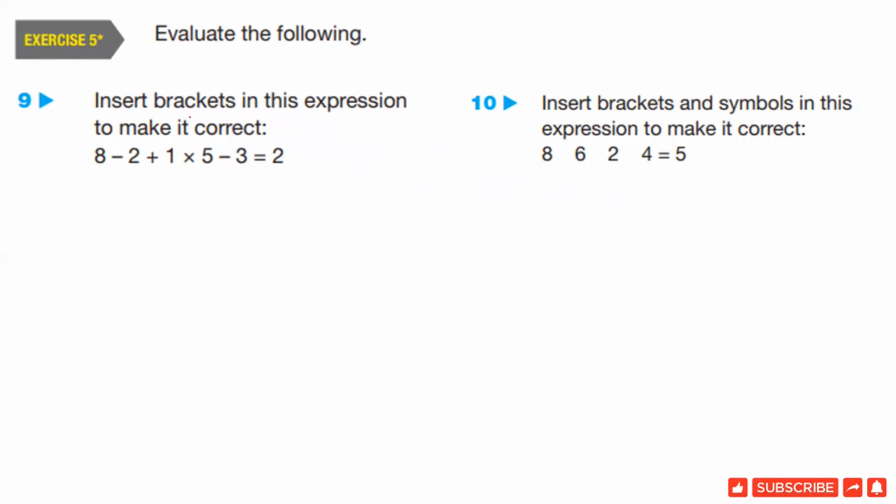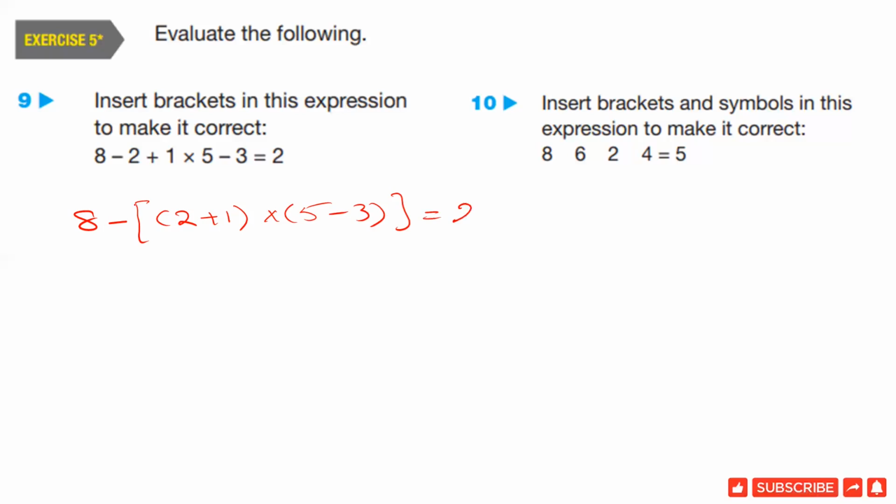Question 9. Insert the brackets in this expressions to make it correct. The answer should be 2 when we apply the order of operation, so we can use the brackets. So if we write them, 8 minus big bracket 2 plus 1 times 5 minus 3 bracket close.